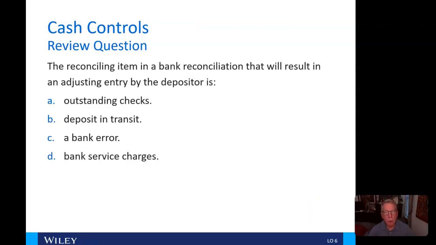Okay, here's a review question. A reconciling item in the bank reconciliation that will result in an adjusting entry by the depositor is... and if you answered bank service charges, you'd be right. Alpha, Bravo, and Charlie there are all corrections to the bank side.